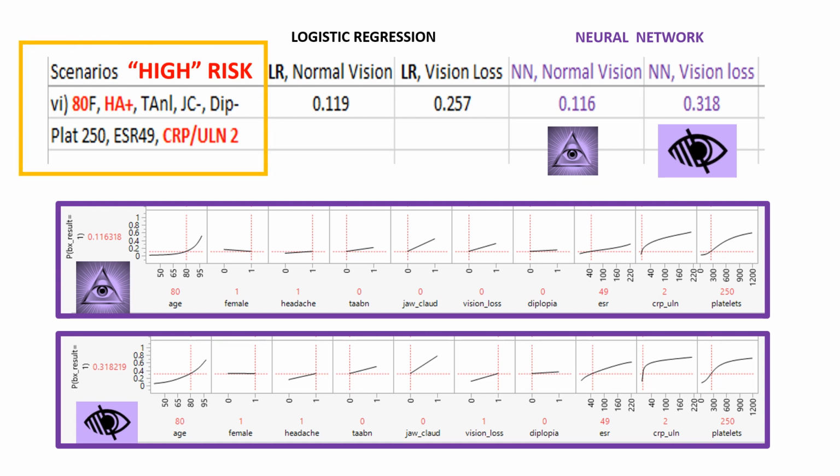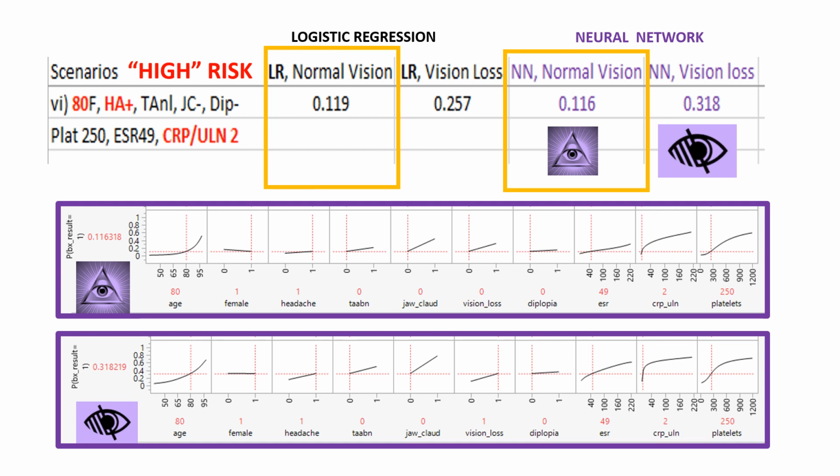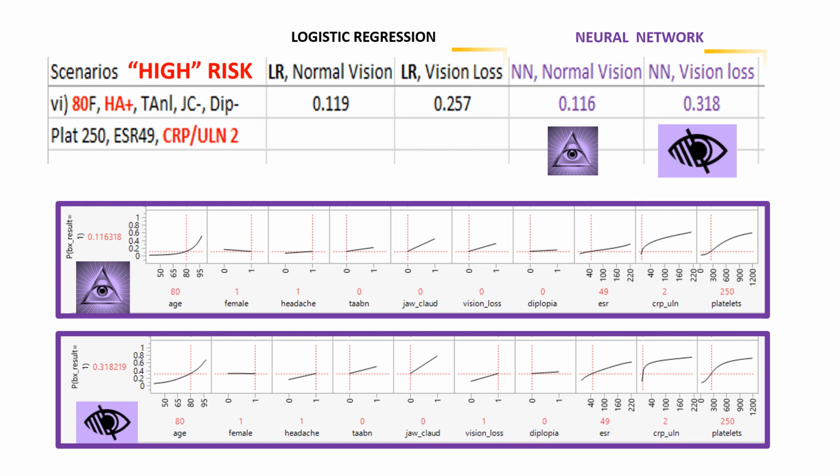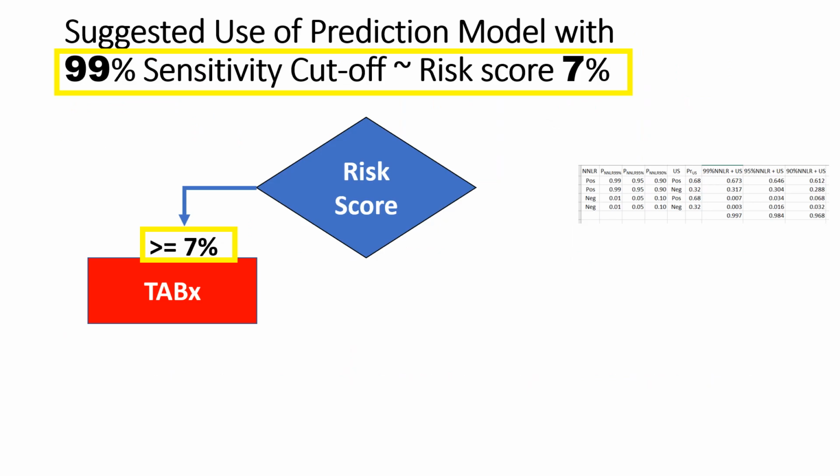If we use the same parameters in an 80-year-old woman, even without vision loss, the risk score exceeds 11%. With vision loss, the logistic regression suggests 26% risk of GCA and the neural network 32%. A possible application of our model is to only biopsy patients with a risk score of 7% or greater. In our study, this would have avoided 14% of the biopsies that were eventually deemed negative.